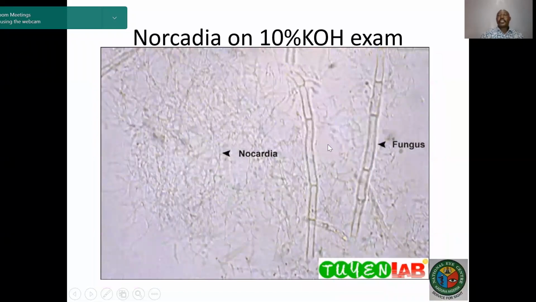This appears to be a wet mount showing mixed infection, where we can see fungi at the higher magnification here. Evidence of Nocardia was also seen. Usually Nocardia are smaller in size than the fungal hyphae.